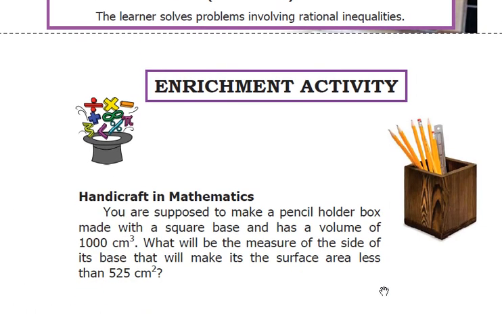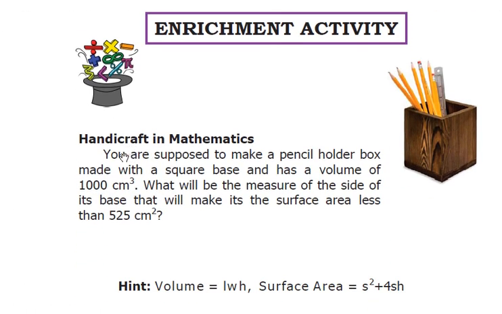Enrichment activity. We have here the problem. Let me read it out to you. Handicraft in mathematics. You are supposed to make a pencil box holder with a square base and a volume of 1,000 cubic centimeters, which is equivalent to 1,000 ml or milliliters. What will be the measure of the side of its base that will make its surface area less than 525 square centimeters?